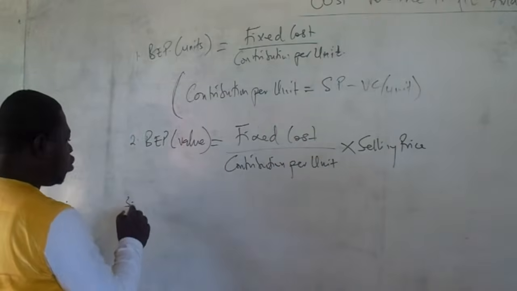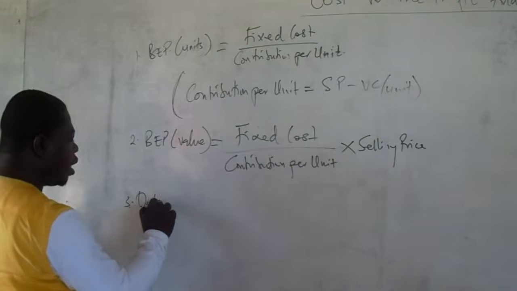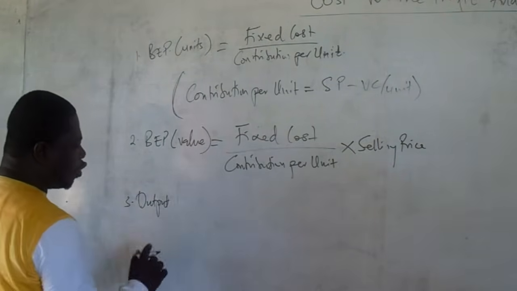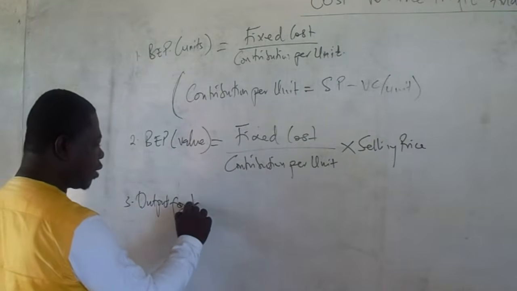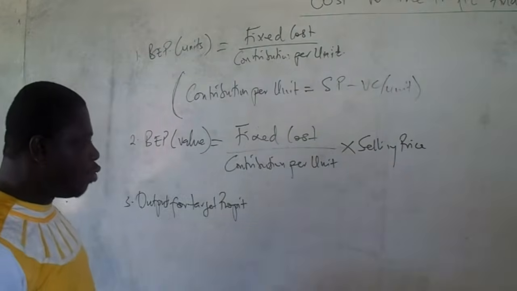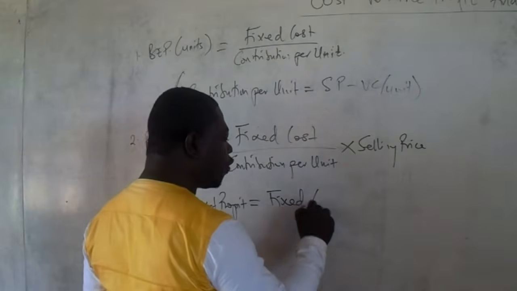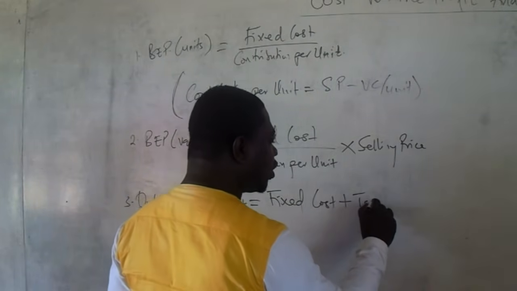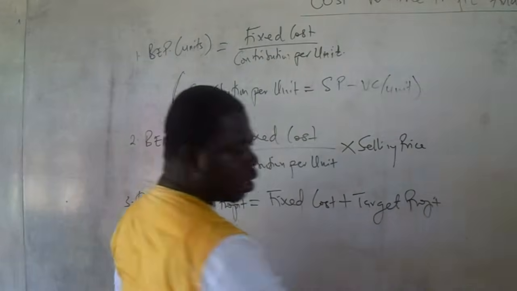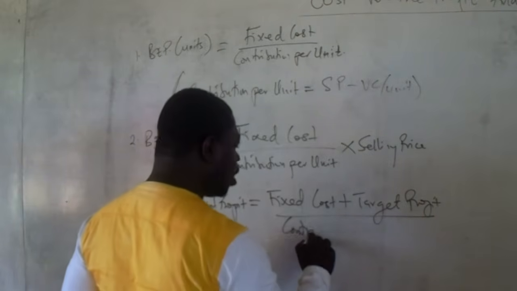And so we are going to look at the output that we need to produce in order to achieve a target profit. So output for target profit. So when you have a target profit that you want to achieve, the formula is going to be your fixed cost plus your target profit. You are supposed to add the target profit to the fixed cost. So your fixed cost plus your target profit all over your contribution per unit.